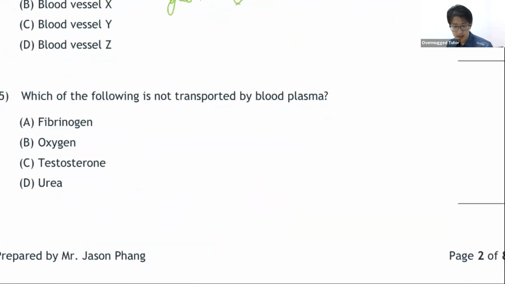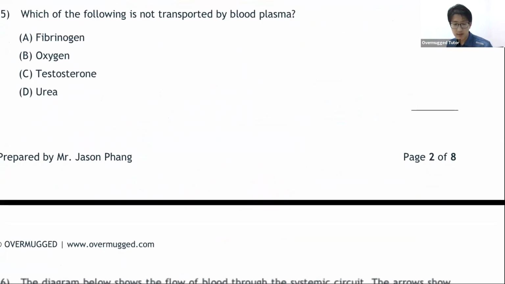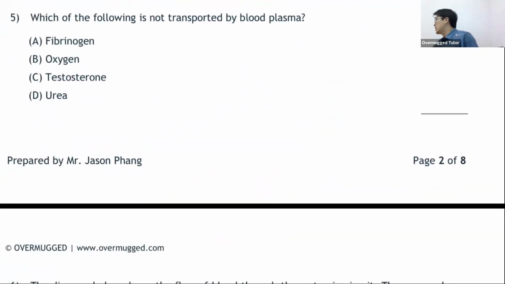Not transported by blood plasma. Pretty, can I hear from you, please? Very simple. Don't choose the thing you don't know. Don't claim, oh, this one never hit before, should be the answer. Don't choose the thing you don't know.